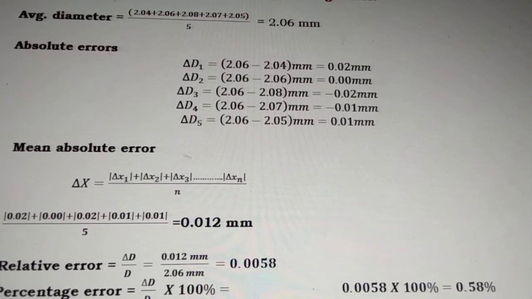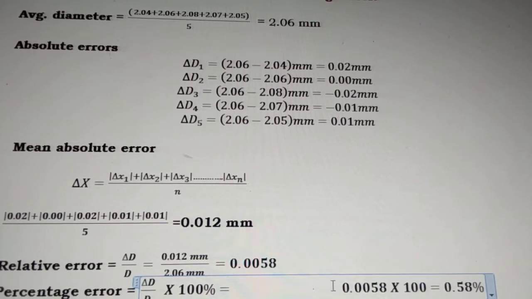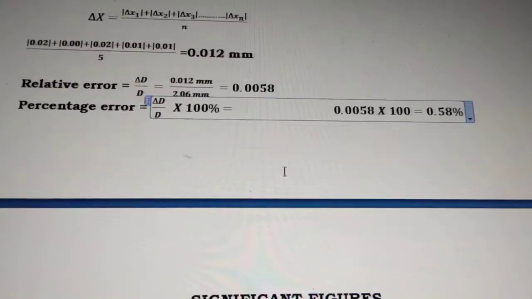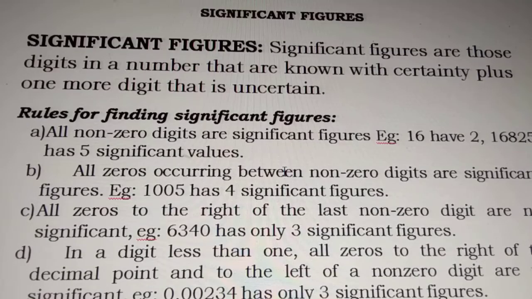So, what do you multiply with here? 100. So, you will get 0.08%. So, this is how you can find the absolute error, mean absolute error, relative error, and also the percentage error. So, please try this problem. And then let us move on to the next topic, significant figures.